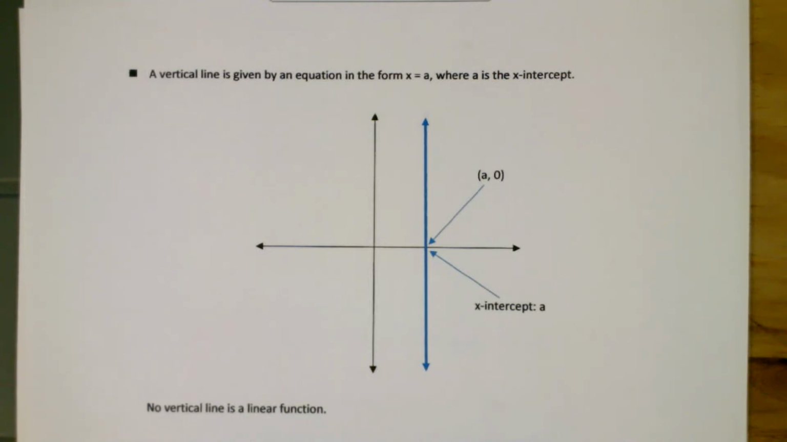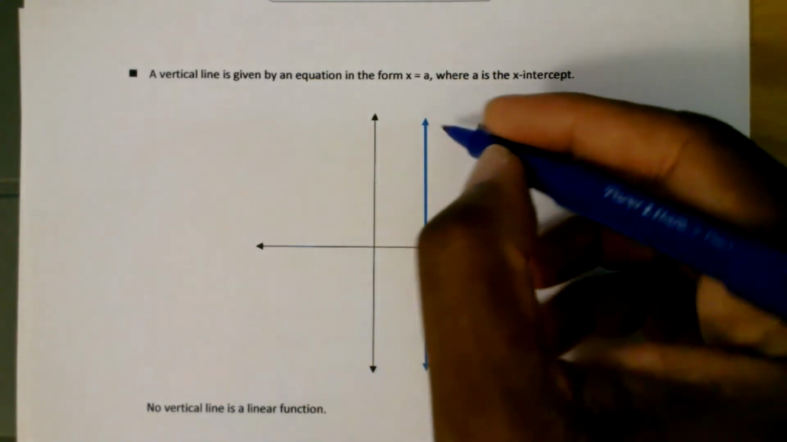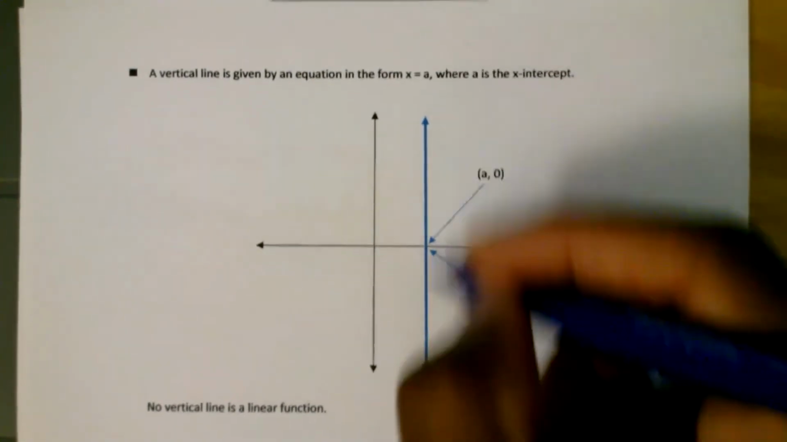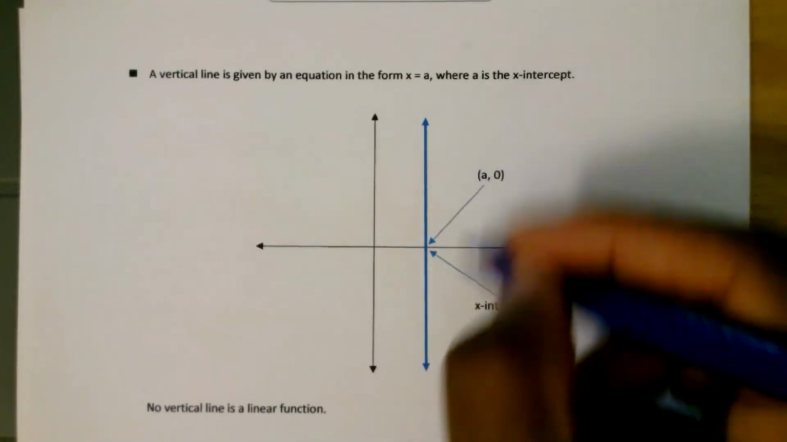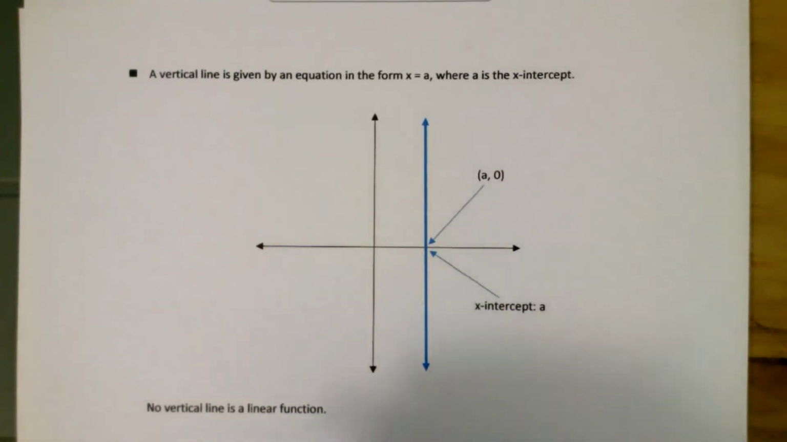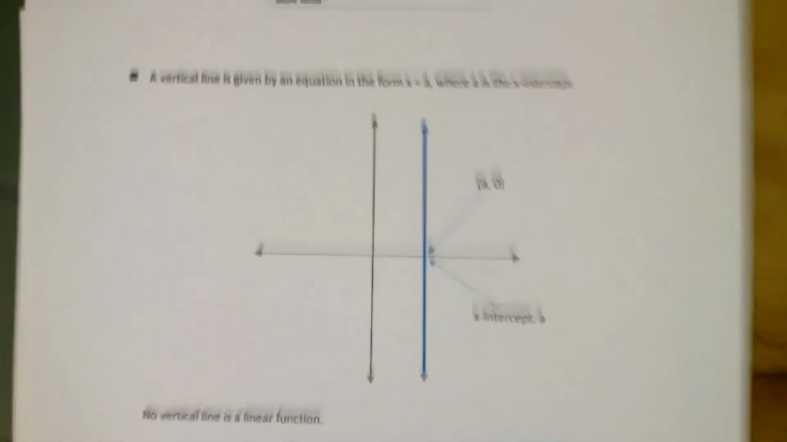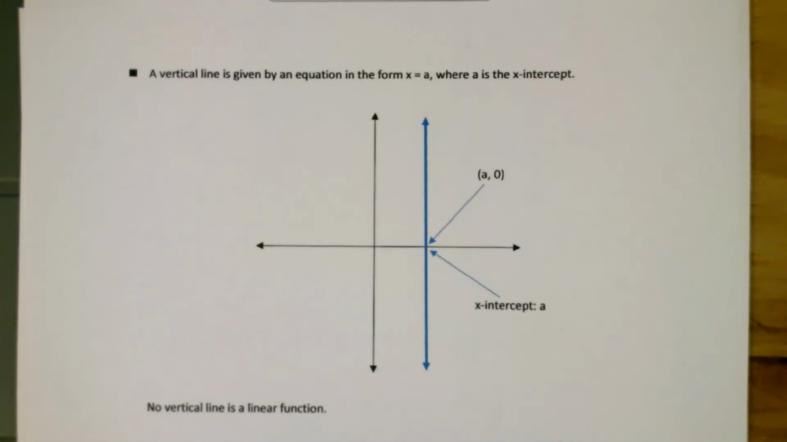And that makes sense because if you were to do the vertical line test, this vertical line would fail because you're going to have the same x values, but different y values. So here, it would not be a linear function.